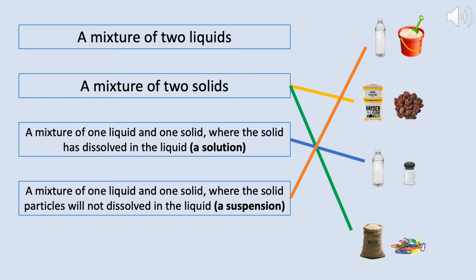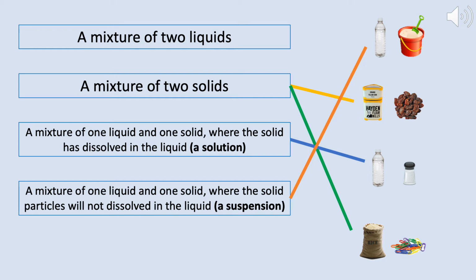So that is a solution. The salty water would be a solution. There is also an example of suspension, because the water and the sand would be a suspension, because the sand isn't going to dissolve in the water. So when I look into it, I will be able to see the sand floating around in the water, and that's a suspension. So we have an example of a solution, a suspension, and a mixture of two solids. If that's what you put, well done.